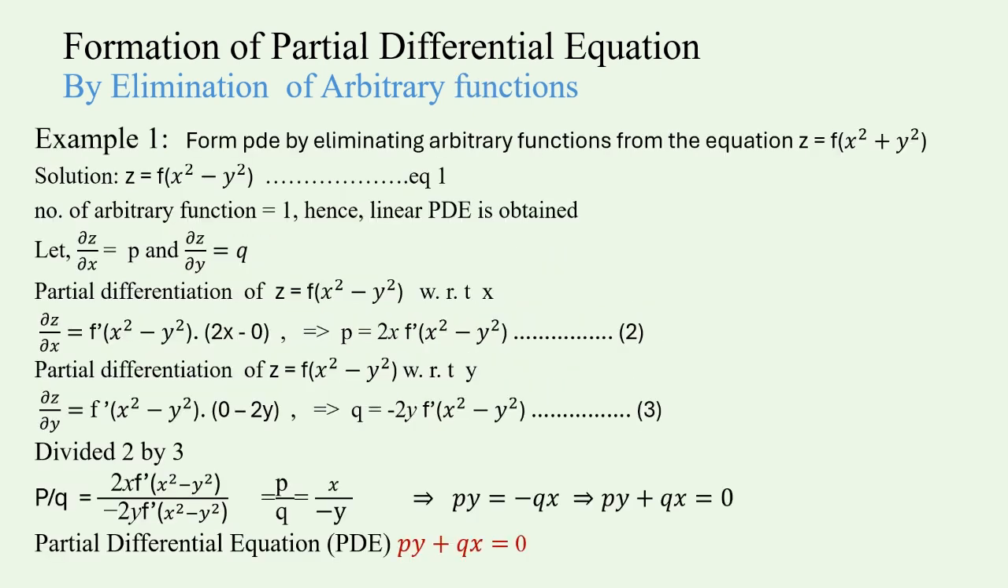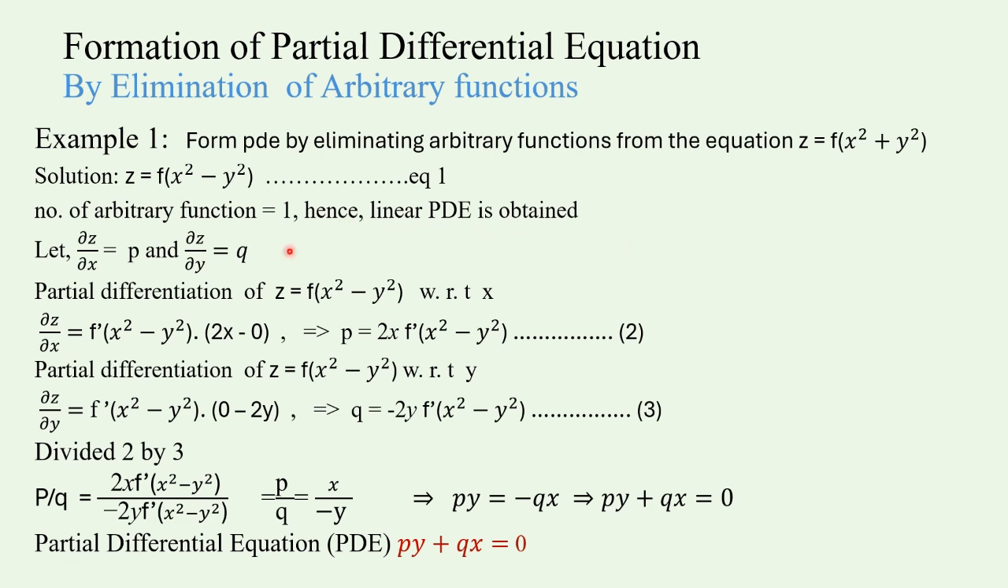Let's see one example. Here in this example, one function is given. This f can be any function. It is an unknown function here. So the number of arbitrary functions in this example is 1. So when there is one arbitrary function, we get a partial differential equation of order 1.